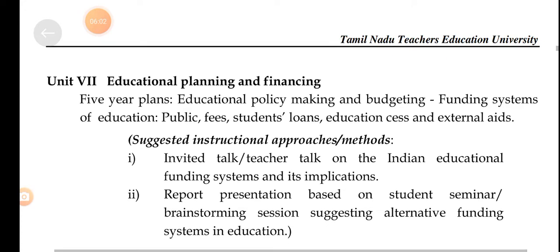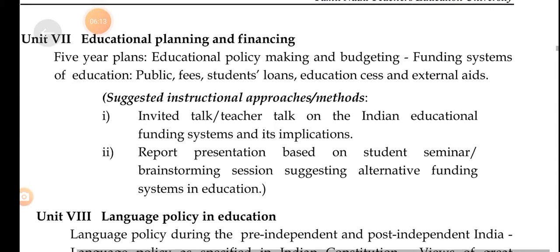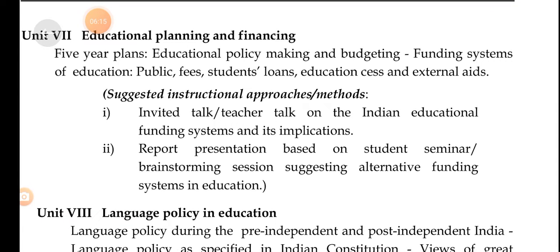Unit 7, Educational Planning and Financing: five-year plans, educational policy making and budgeting, funding systems of education, public fees, students' loans, education cess and external aids.